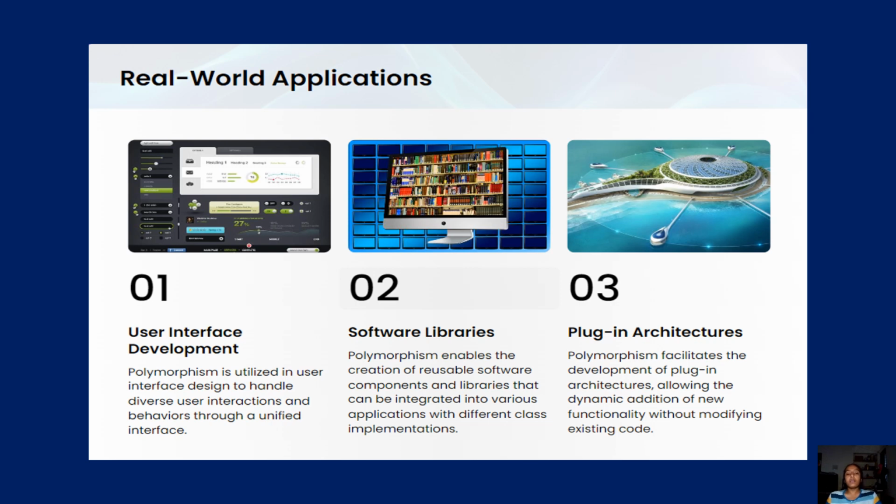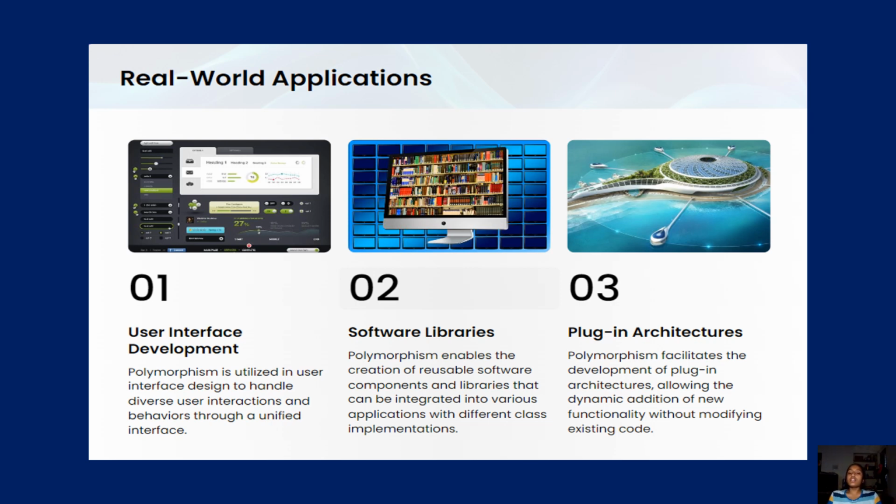In software libraries, polymorphism enables the creation of reusable software components and libraries that can be integrated into various applications with different class implementations. And as we have discussed, polymorphism has its own library in the software. So it can be integrated into various applications with different class implementations. The same library can be implemented and given different methods or functions to be performed.